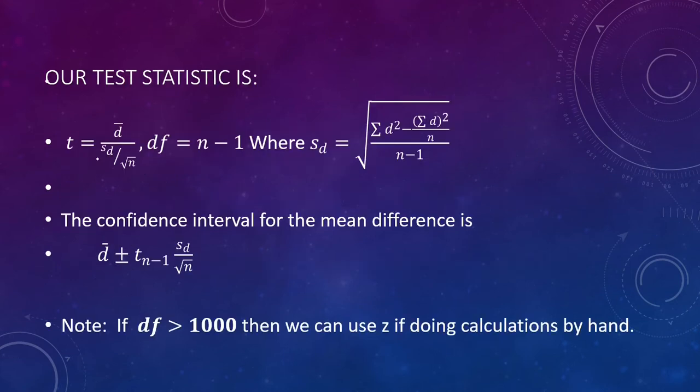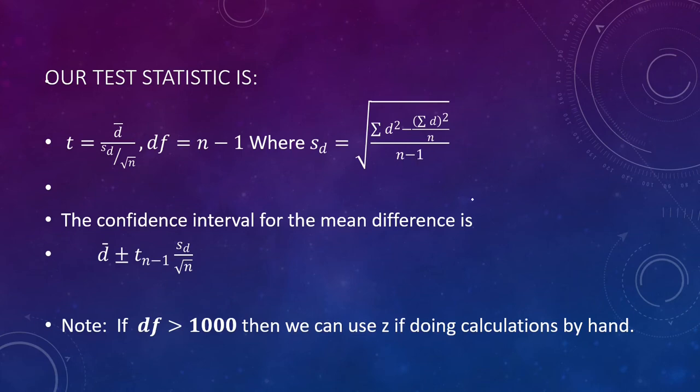Here is our test statistic. It is t equals d bar over the standard deviation of the difference divided by the square root of the sample size. Here the degrees of freedom is still n minus 1, where the standard deviation of the difference is calculated by the square root of the summation of the differences squared minus the summation of the differences quantity squared over the number of pairs, divided by the sample size minus 1.